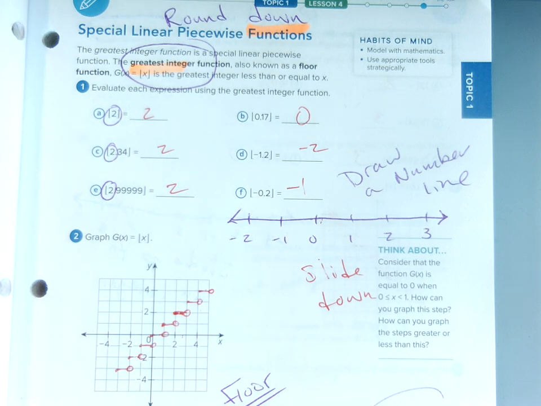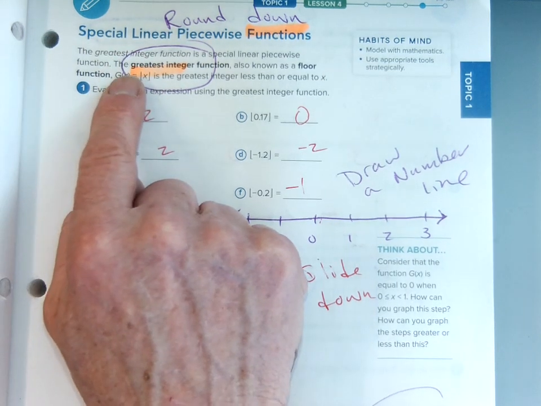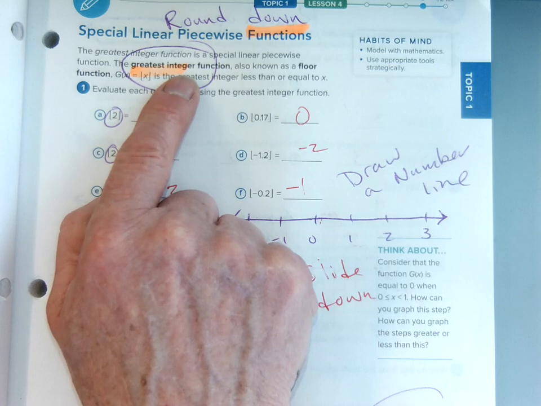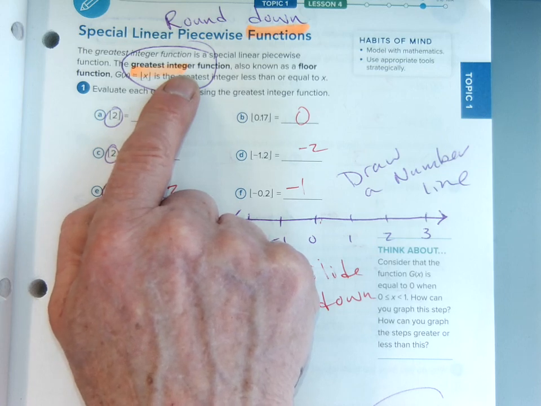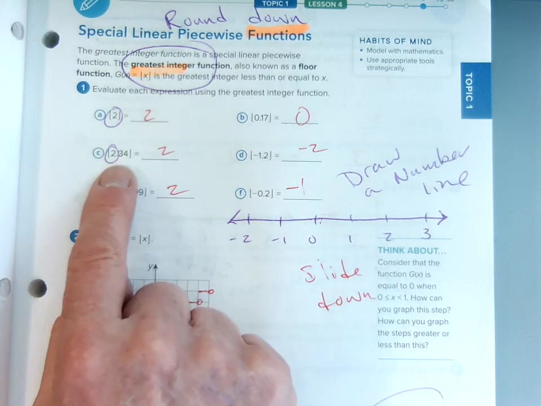Okay, everybody, I am on page 519. Today's lesson's easy, but a little confusing, so I'm going to do my best to make it not confusing. What's confusing is the title is greatest integer. So with greatest integer, you have to be careful.